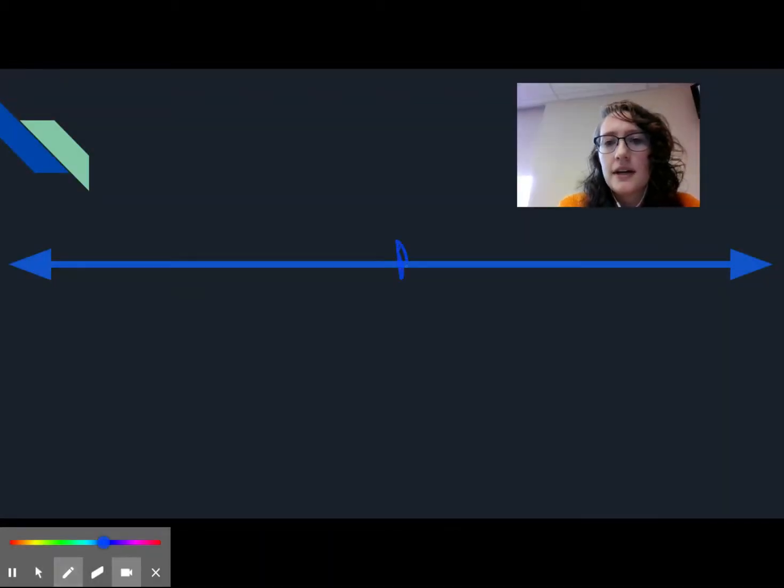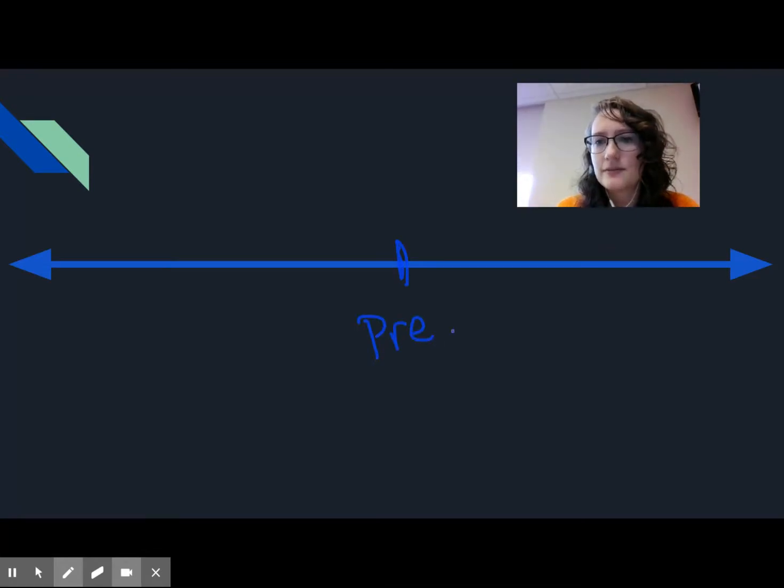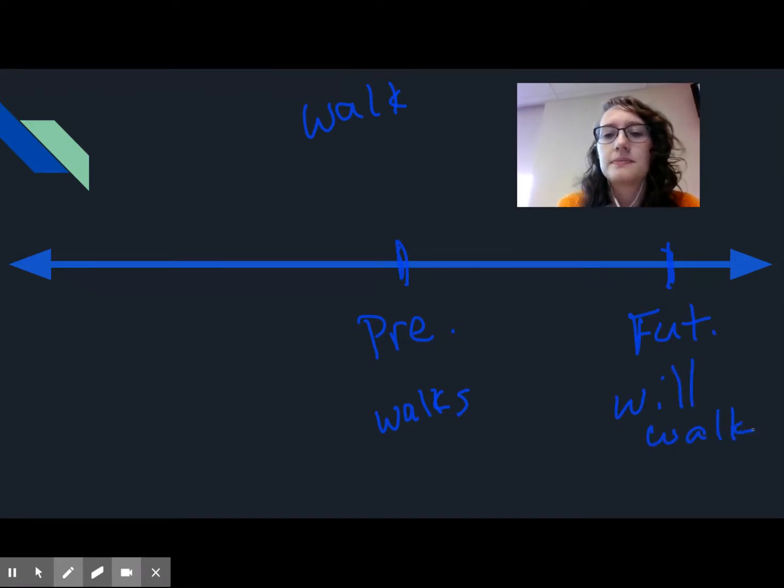So right now we have the present tense. That is happening right now, and we've done that. And we'll translate that as, let's use in English the word walk. So the present form of that is walks. She walks to the store. She is walking to the store. If it's going to happen later, that would be the future tense. That would be will walk. She will walk to the store.